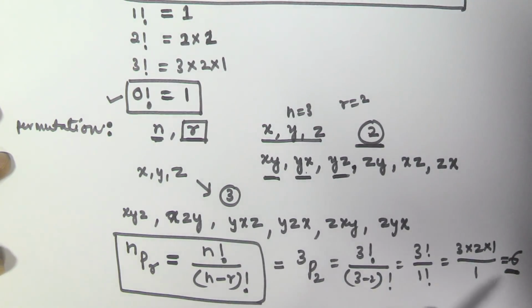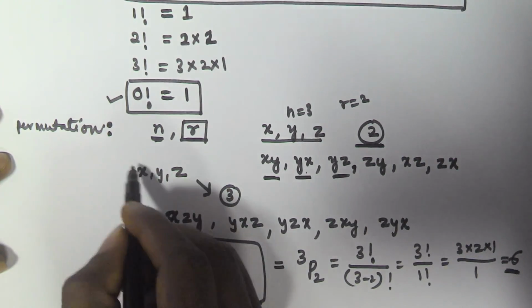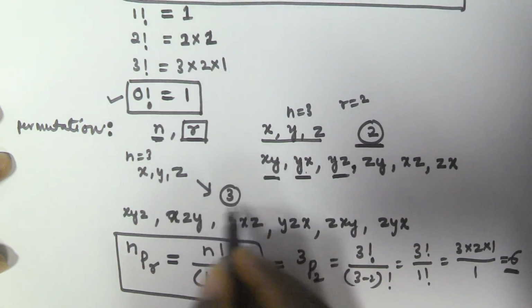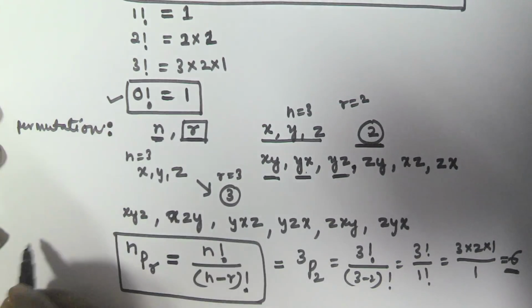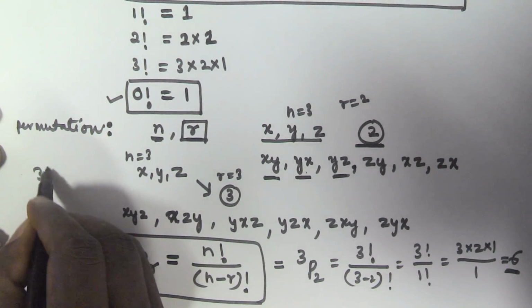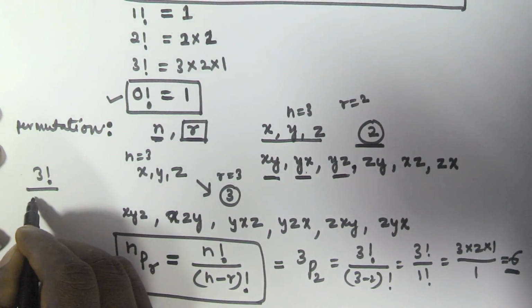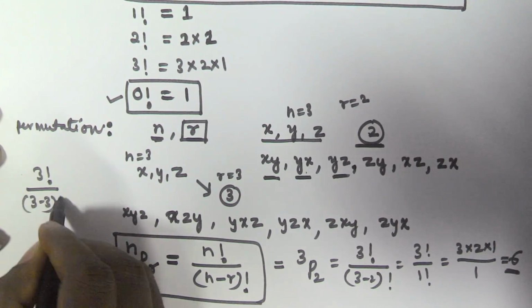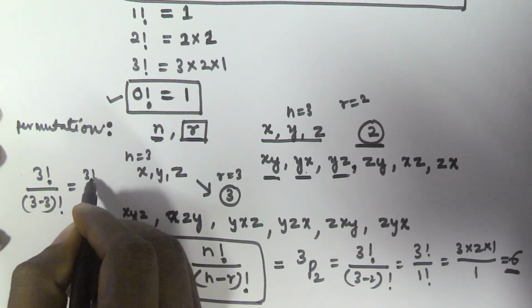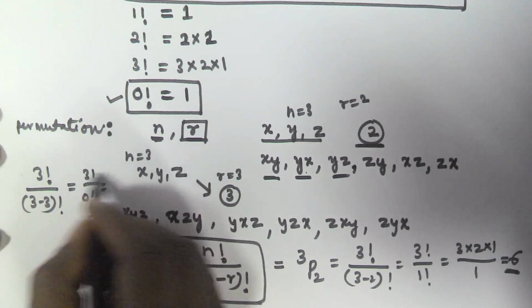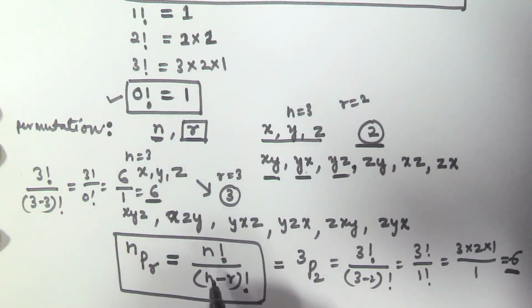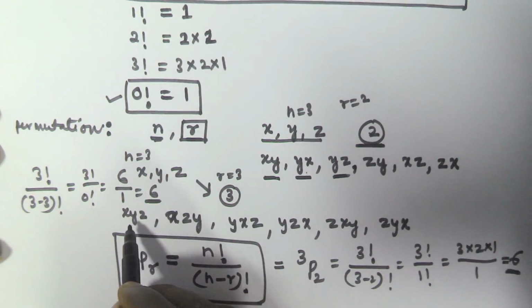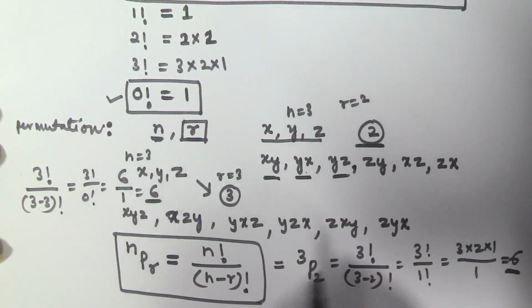Now if we consider the other case, here our n value is 3 and our r value is also 3. Let us check: that is 3 factorial by 3 minus 3 factorial, which is 3 factorial by 0 factorial. 3 factorial is 6, as we already calculated, and 0 factorial is 1. So this is 6. Again we got 6 arrangements: 1, 2, 3, 4, 5, 6.